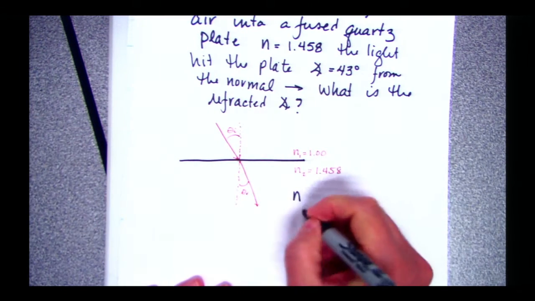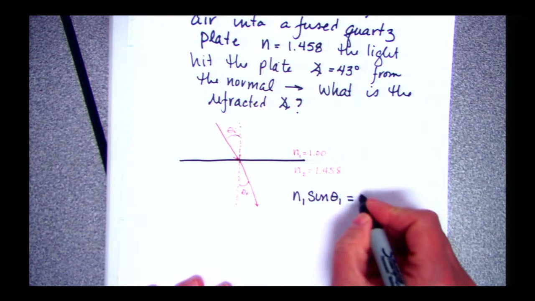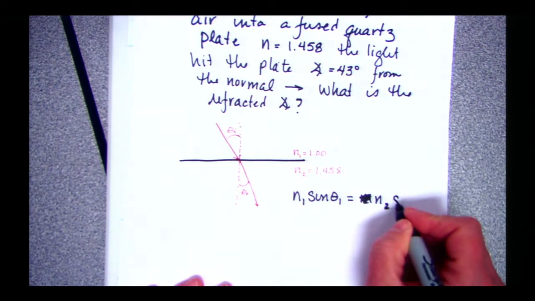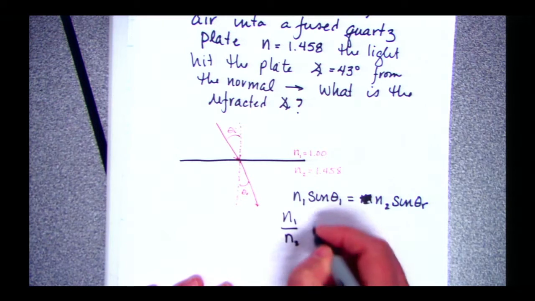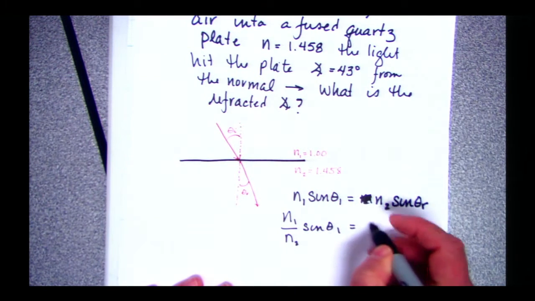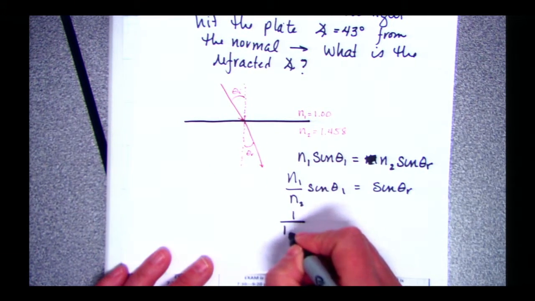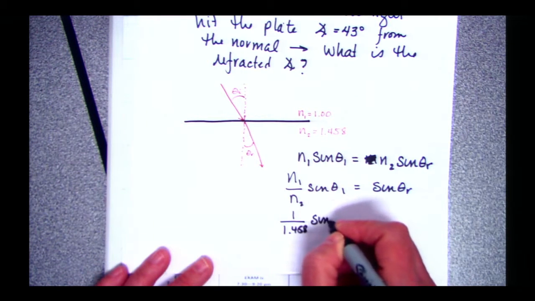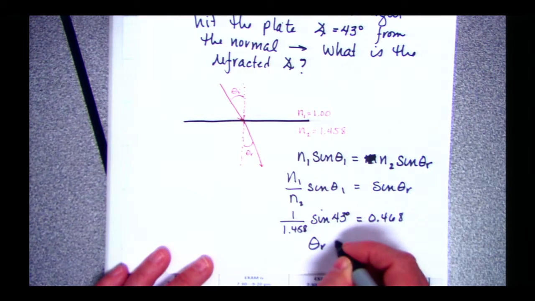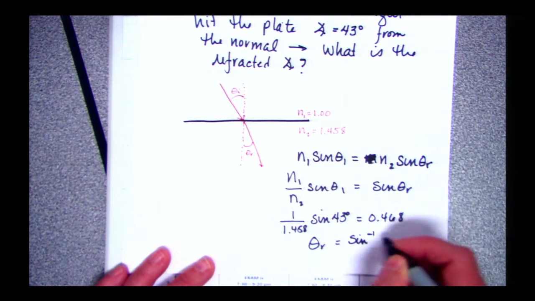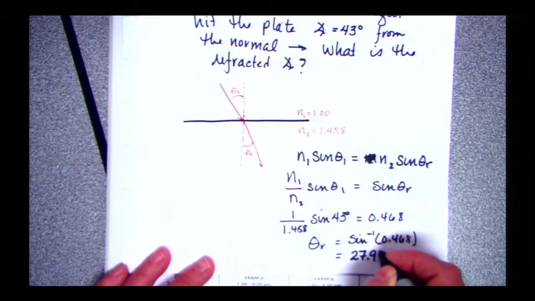So it's going to be N1 sine of the angle that comes in is going to equal N2 sine of the angle that's refracted. So I get N1 over N2 sine of the angle is going to equal the sine of the new angle. Plug in the numbers, I get 1 over 1.458 sine of 43 degrees, and that's going to equal 0.468. So my refracted angle is going to be the arc sine of 0.468, and that gives me 27.9 degrees.